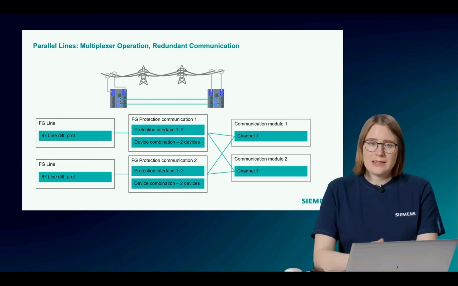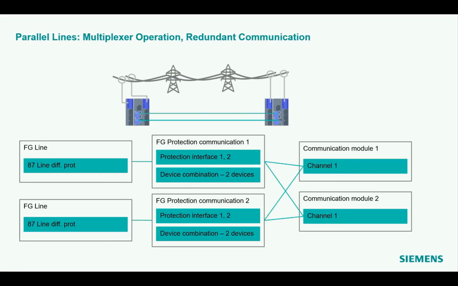The functional architecture behind looks like this. For each of the two parallel lines, we have one function group line, and of course also one function line differential protection running in it. We have also two function groups protection communication, and within each of those protection communications, we have again two interfaces, like in the example before.